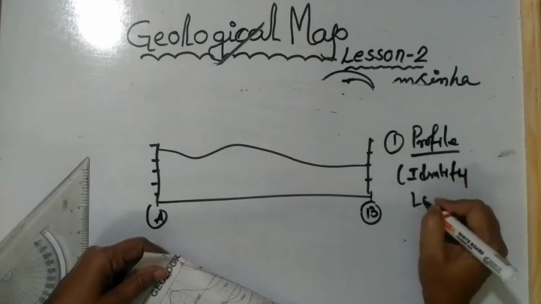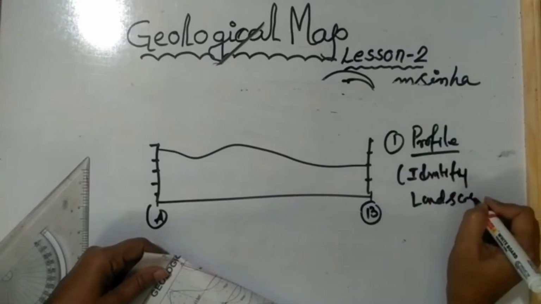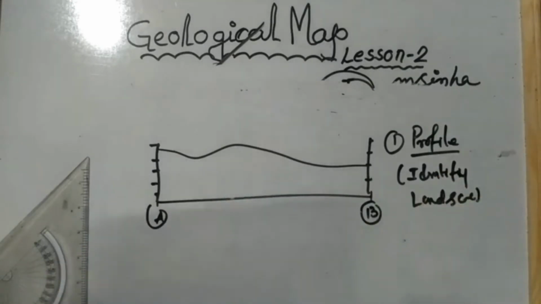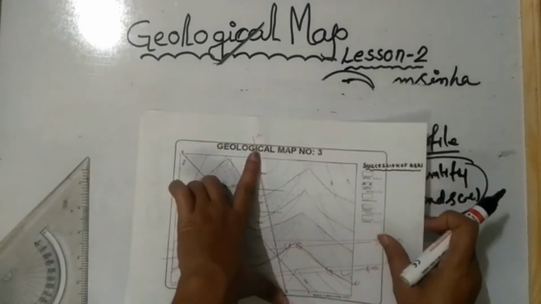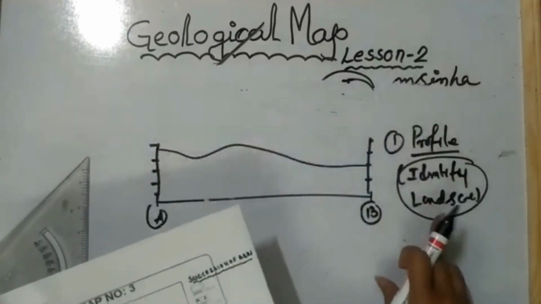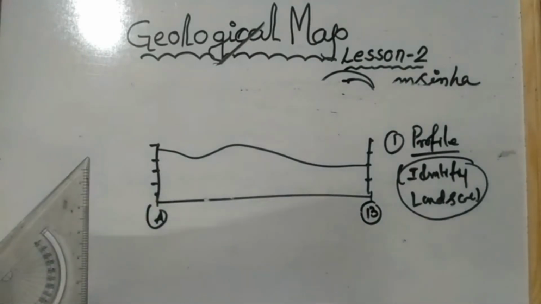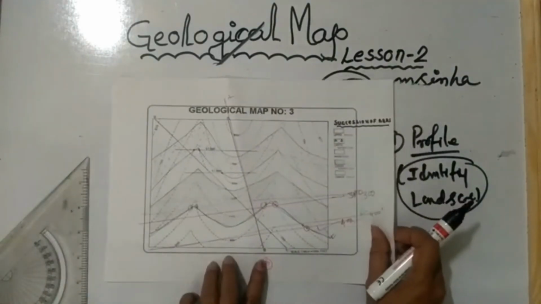Identify the landscape. Suppose it's an undulating landscape, it may be the unique island landscape. First thing is to draw the profile along the section line and identify the landscape. Second thing is to identify the dip.